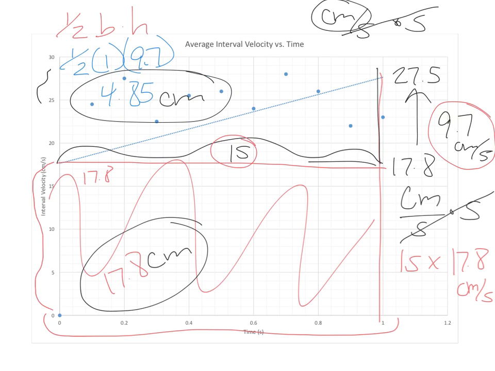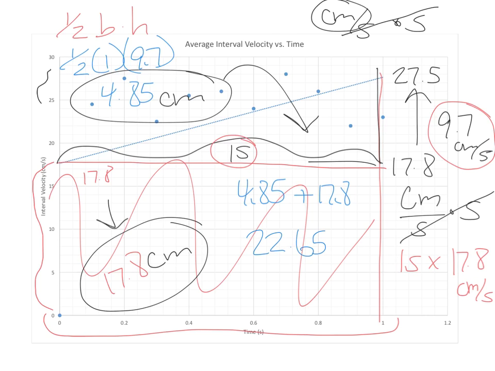So you now just found the area inside the triangle. You already found the area inside the rectangle. Add those two guys up. It's going to be 4.85 centimeters plus 17.8 centimeters. Add those guys up, and you end up getting about 22.65, and the units are centimeters. So what does that mean? All right, we'll have to think about that.